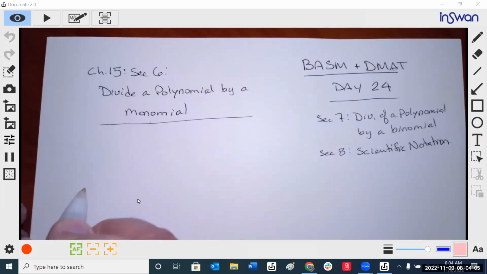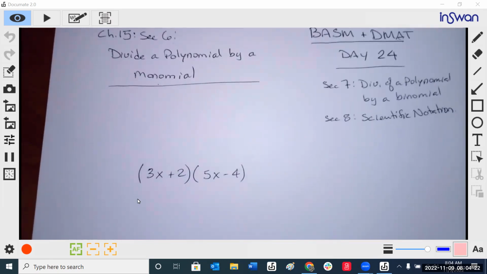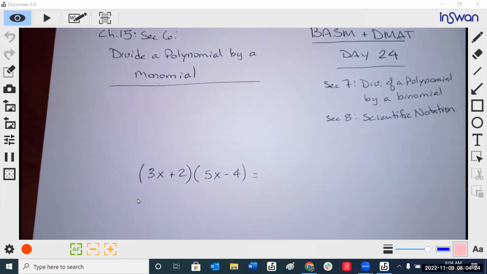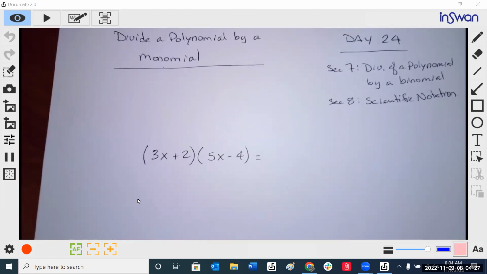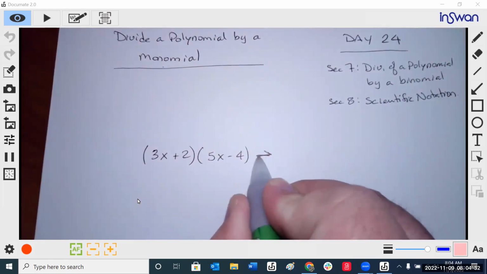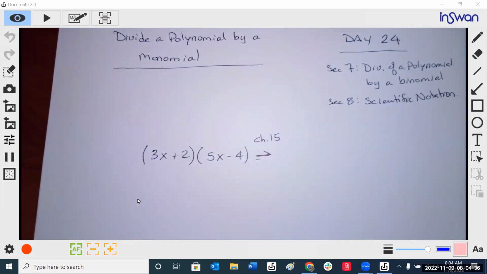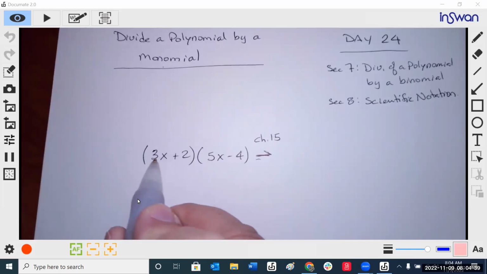Now, here's what's happening with chapter 15 and 16. 3x plus 2, 5x minus 4. If I give you this, going this way, this is what we do in chapter 15. So what we're doing here is we're multiplying.